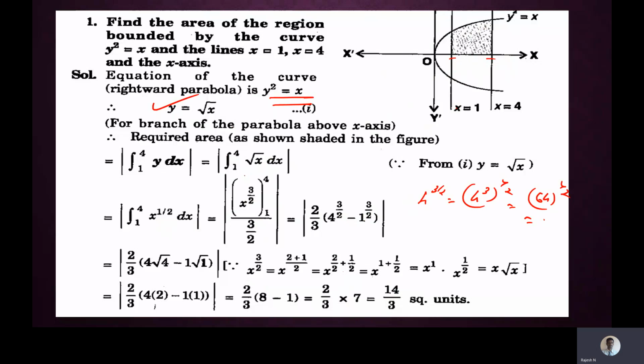64 raised to 1 by 2 means root of 64. Root of 64 is 8. So 8 minus 1, which is 7. 2 by 3 into 7 is 14 by 3 square units.